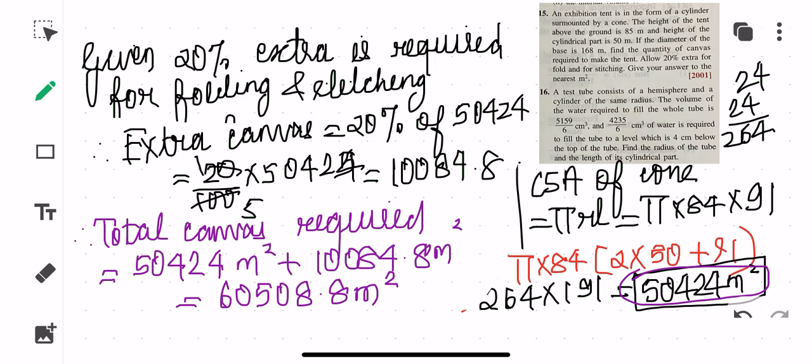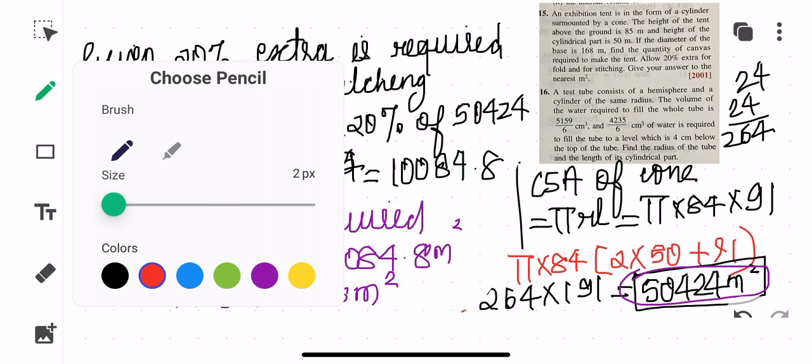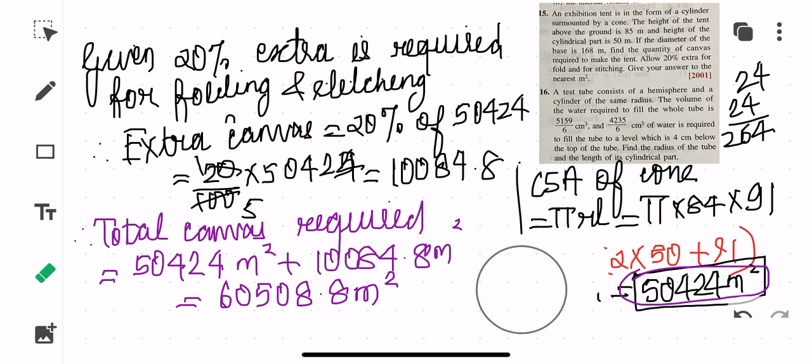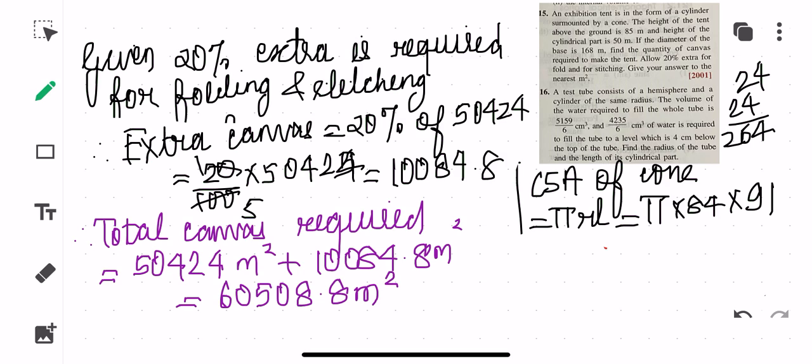But then they are asking what, children? They are asking that you have to give your answer to the nearest meter square. So what will be the nearest meter square here, children? I'll write down with the red pen because this is already 0.8. So this will go to the next number, that is 60,509 meter square.